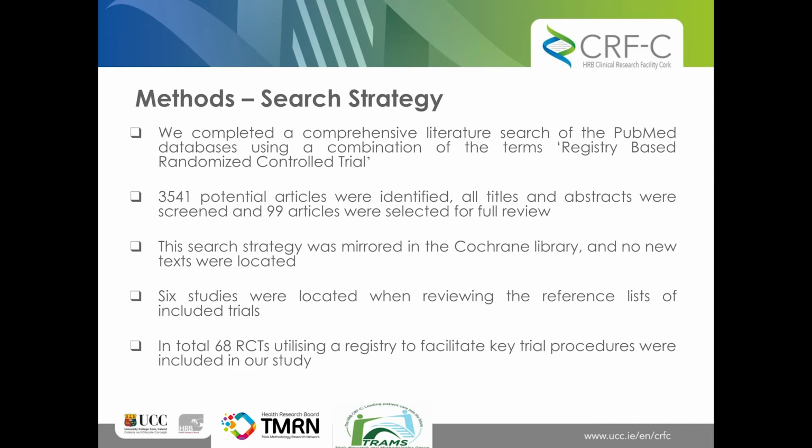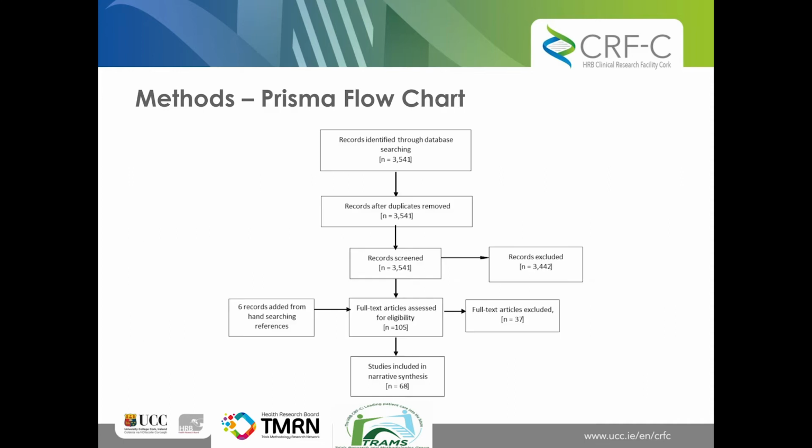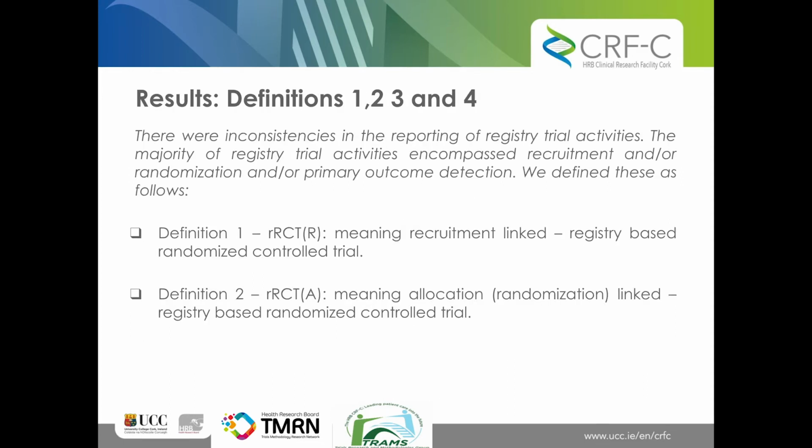We selected 99 for full review, and in total 68 randomised control trials utilising a registry to facilitate key trial procedures were included in our study. So we then categorised and defined each registry-linked activity. Now, these primarily fell under recruitment and/or randomisation and/or primary outcome detection.